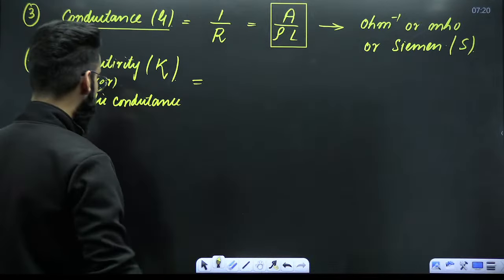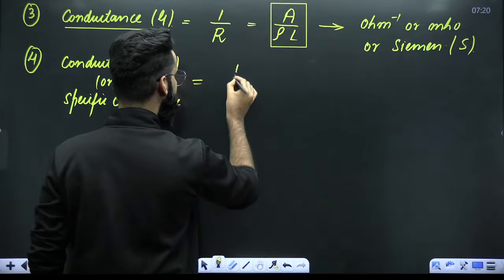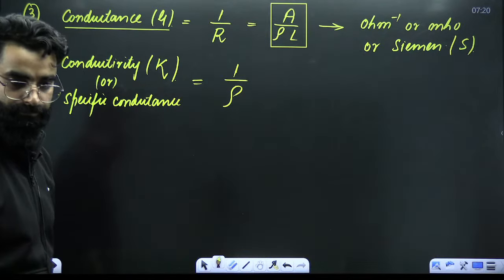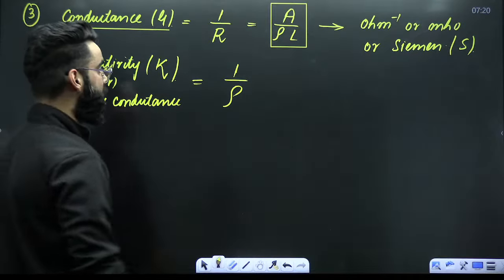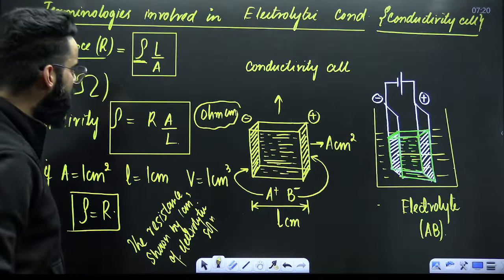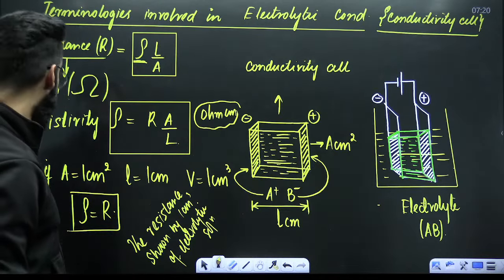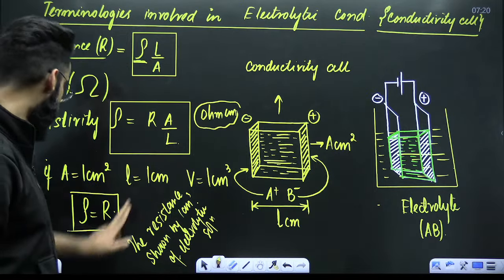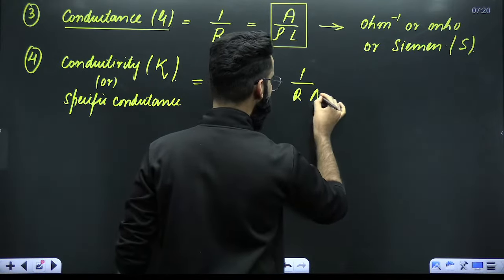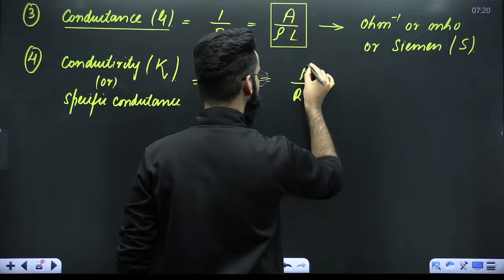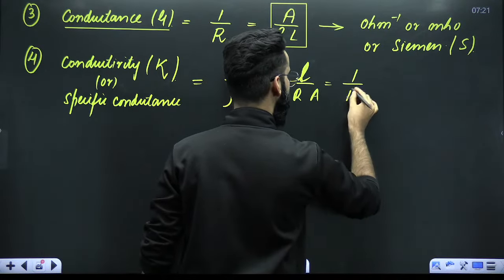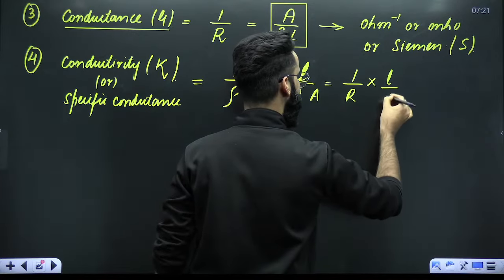Okay, conductivity. How do we define conductivity? It is defined as inverse of resistivity. Now tell me one thing. 1 divided by rho, what is rho exactly equal to? Rho is equal to RA divided by L. So this is R, this is A, and this is L here. Right? You can write it like this: 1 divided by R multiplied by L by A.